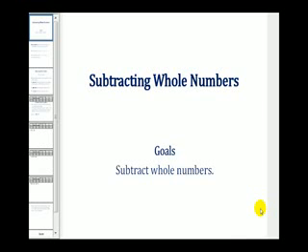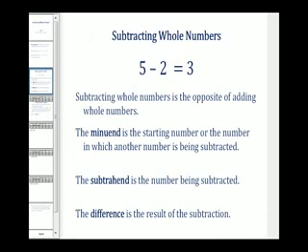Welcome to a lesson on subtracting whole numbers. So here's a pretty straightforward subtraction problem involving two whole numbers. Here we have 5 minus 2 equals 3. So to model this, if we have 5 items and we subtract 2, or take away 2 of them, we're left with 1, 2, 3 items. So 5 minus 2 is equal to 3.